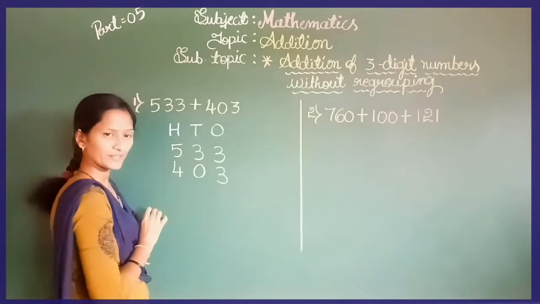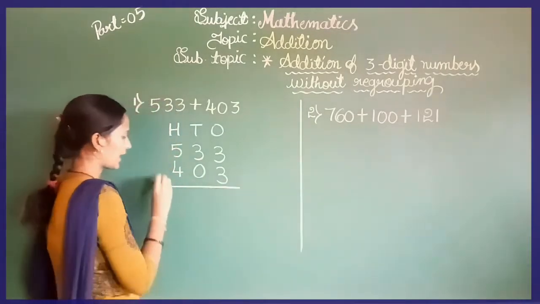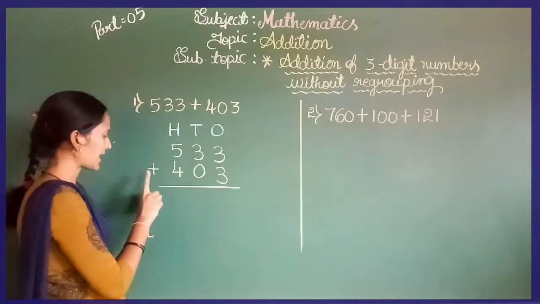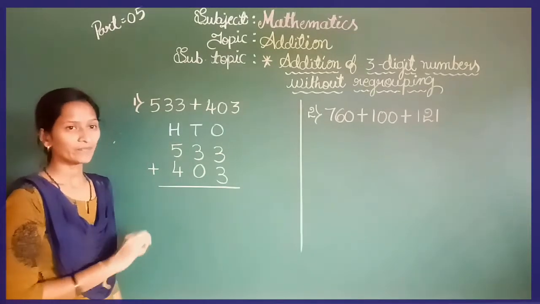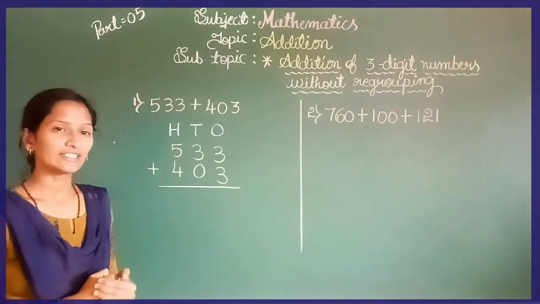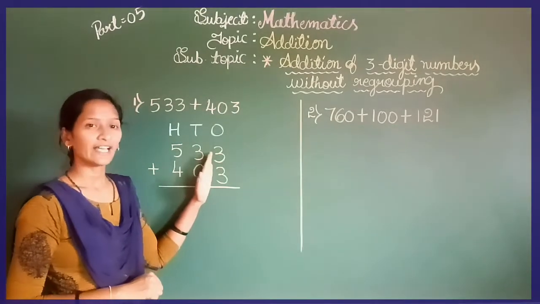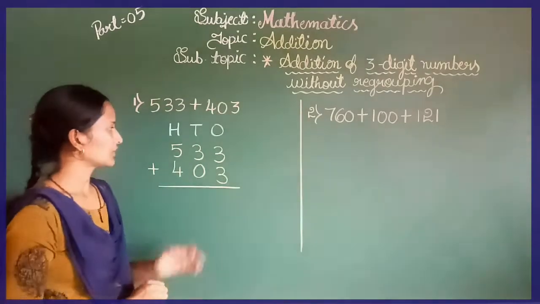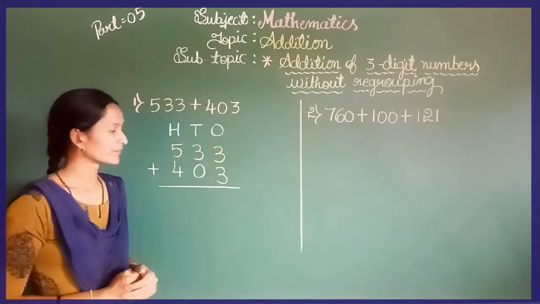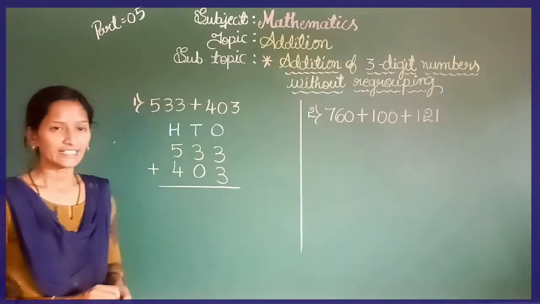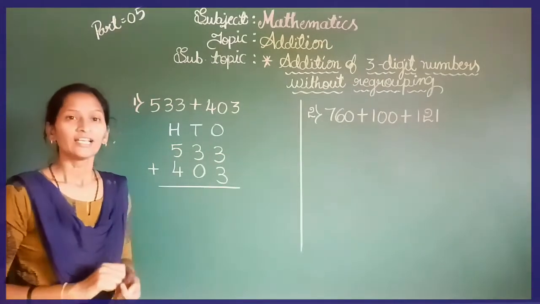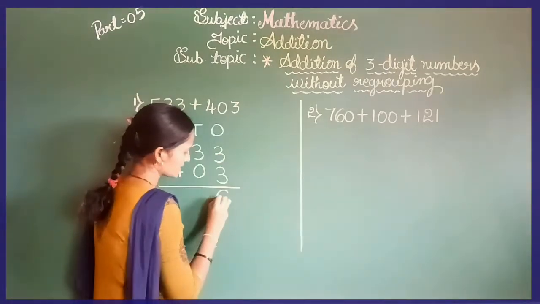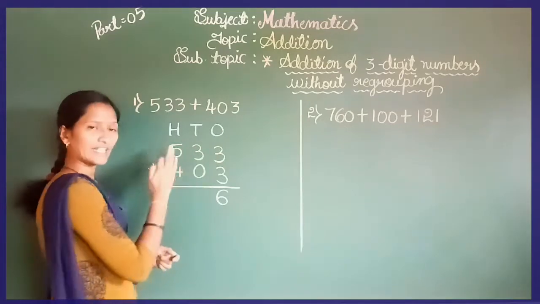Tens place, right? So now you have to add these two numbers. So don't forget to put the symbol of addition, plus, on the left side. Okay, the second step is you have to add the digits in the ones column, next tens, after that hundreds column. What are the digits in the ones column? 3 and 3, right? What is 3 plus 3? 3 plus 3 is 6. So, write here 6.